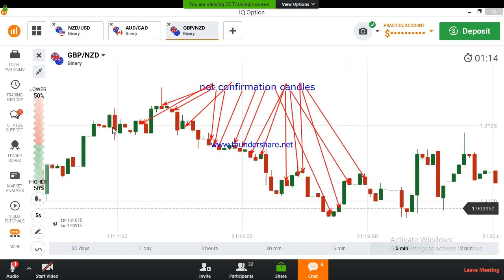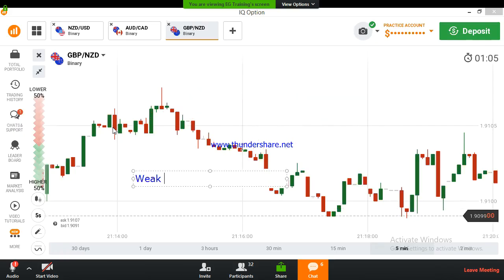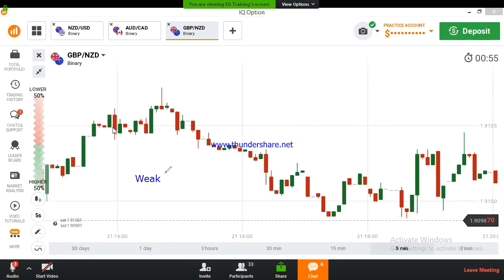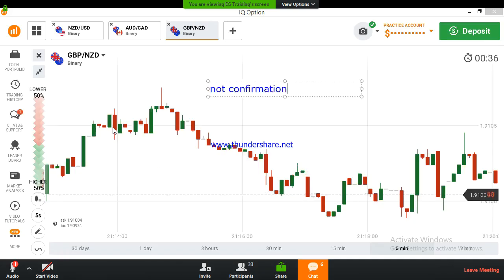Weak means there is no strength in it. It means we can't trust these weak candles. There is no strength. We can't trust it. And you can't take these candles as the confirmation candles. These are not confirmation candles.